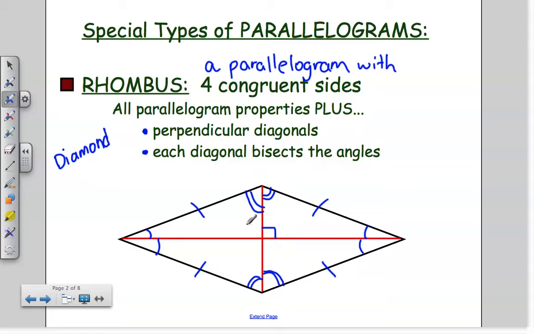The cool thing is we form four right triangles that are all congruent by, you could do angle side angle or even side side side. Yeah, so we have four congruent triangles created in a diamond or a rhombus, which is kind of cool. So it's still a parallelogram, but the main thing is that a rhombus has four congruent sides, or all the sides are congruent, and then the diagonals are perpendicular and bisect the angles.